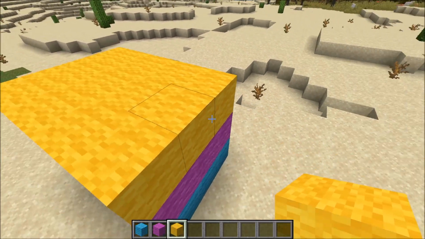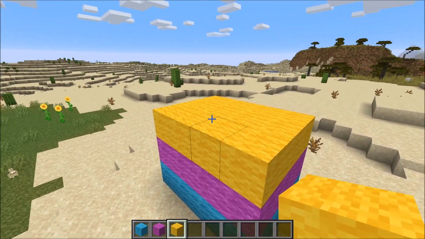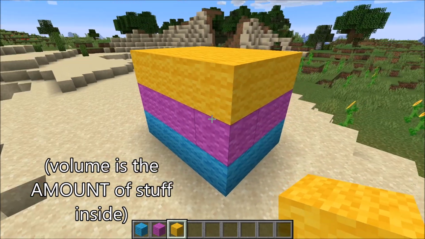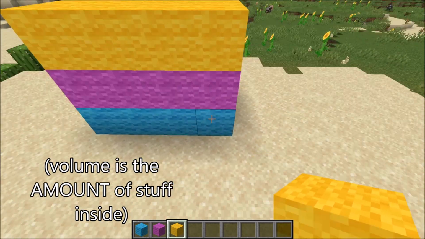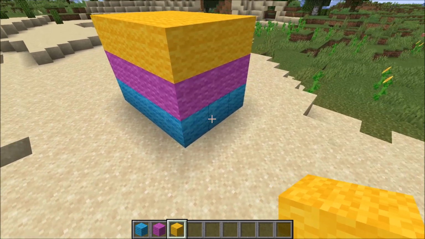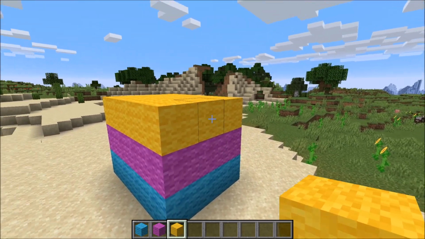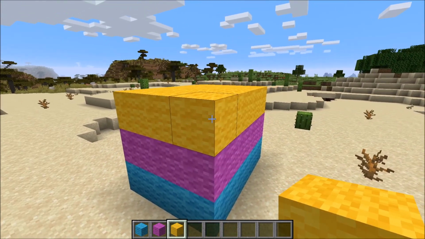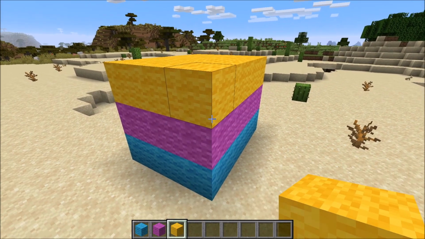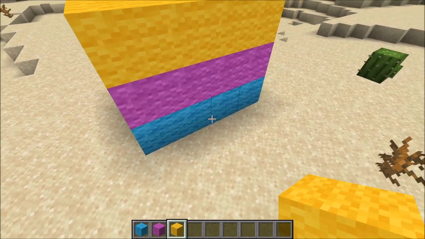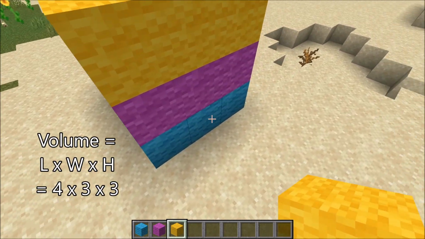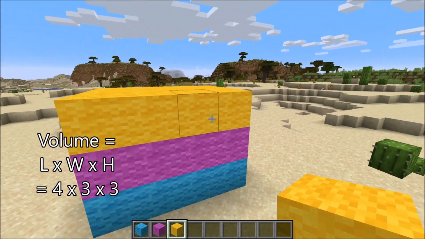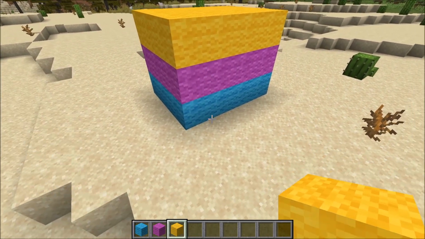So first of all, some definitions. Volume is going to be the number of blocks that are inside this whole thing. So if we thought about the number of blocks that are on the bottom layer, that would be 12. We've built this up to be 12 plus 12 plus 12, so we have a total of 36. I want to point something out. If we multiply all the dimensions together, so that would be 4 by 3 by 3, we actually get the volume, which is 36. That works really nicely for a rectangular prism.